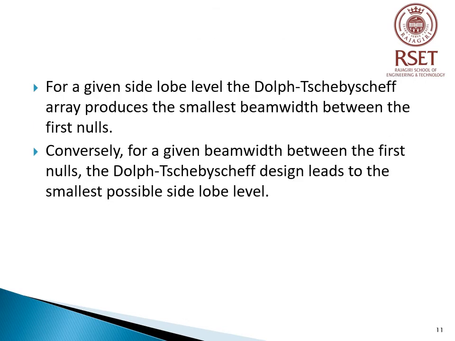For a given side lobe level, the Dolph-Chebyshev array produces the smallest beam width between the first nulls. Conversely, for a given beam width between the first nulls, the Dolph-Chebyshev design leads to the smallest possible side lobe level. You can learn more about Dolph-Chebyshev arrays and their design in the class given by Rinjumis.